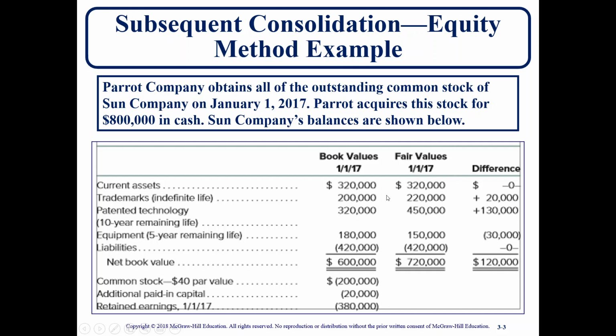So we note that trademarks were understated. There's a patent technology that was also understated. And we have equipment that is overstated. Okay, so there are no differences in liabilities or any other current asset or asset.